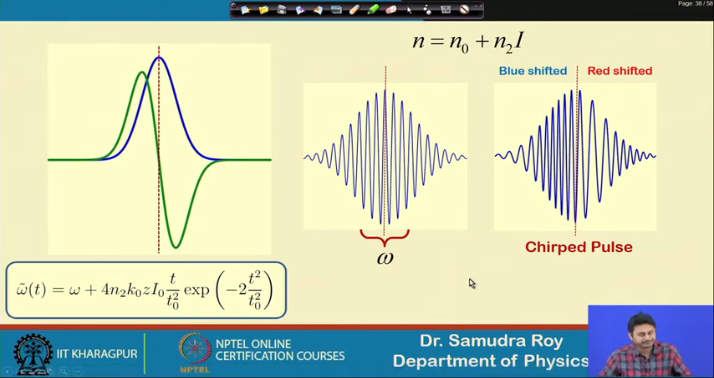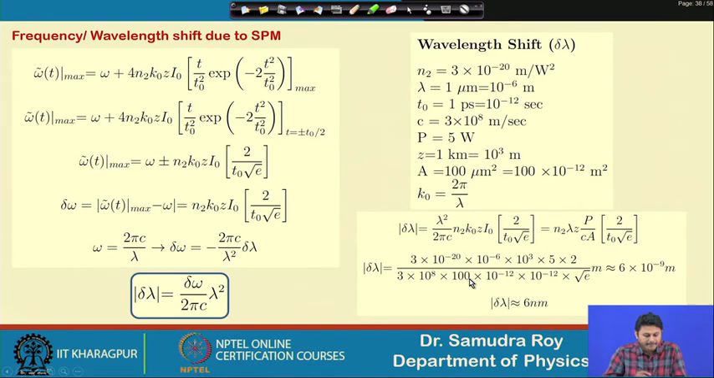Well, if I now try to find out what the frequency change is, we can readily find out. This I can give you as homework. All the problems are done here, but I ask you to do that on your own.